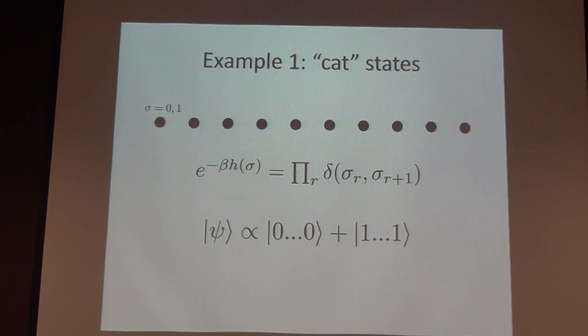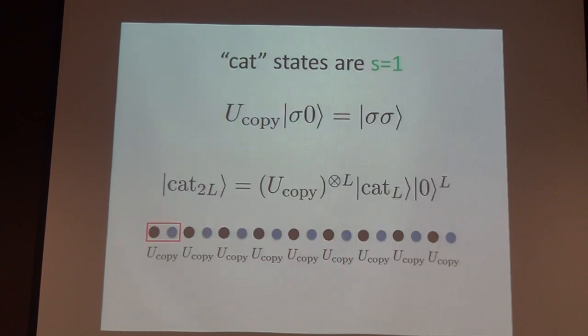But then we can ask, okay, does this cat state have an S equals 1 fixed point? Because we know this cat state is the ground state of a local Hamiltonian, right? It's the ground state of the ferromagnetic Ising model in the limit of no transverse field, or a very small transverse field. And in fact it is.